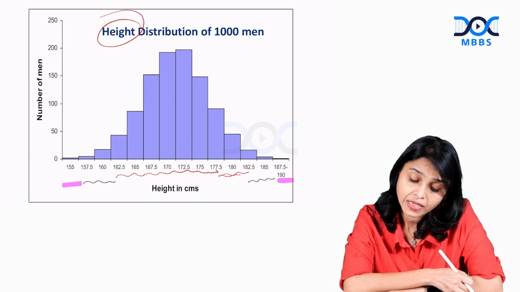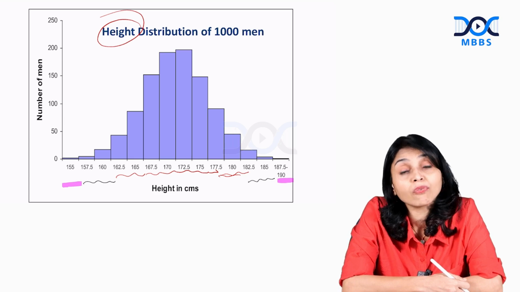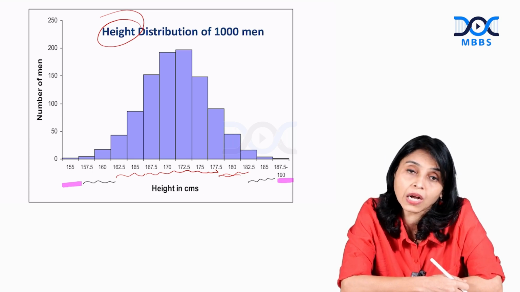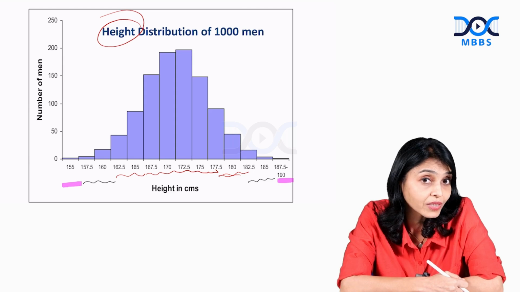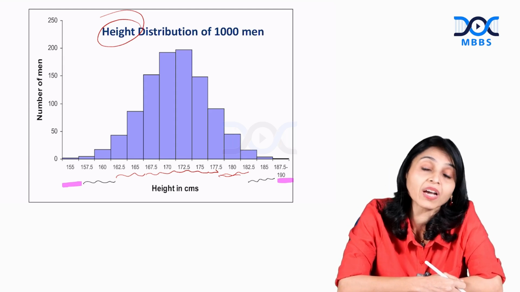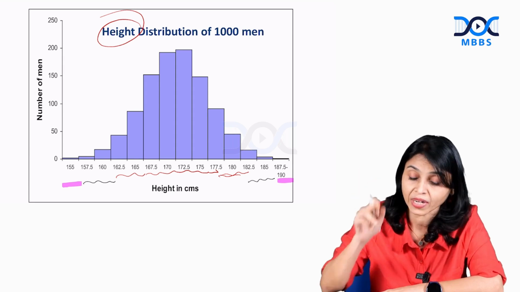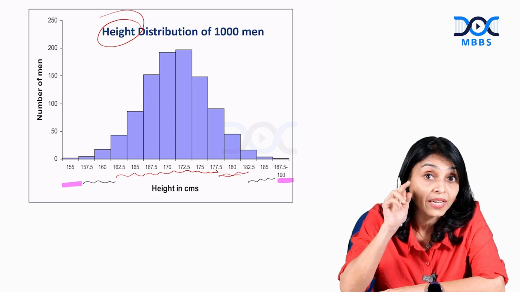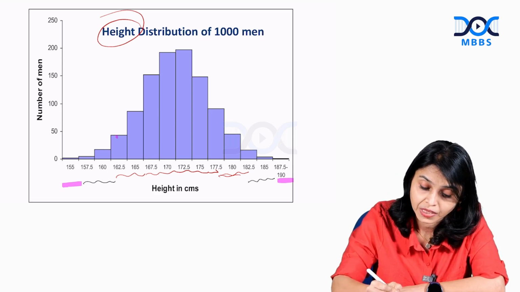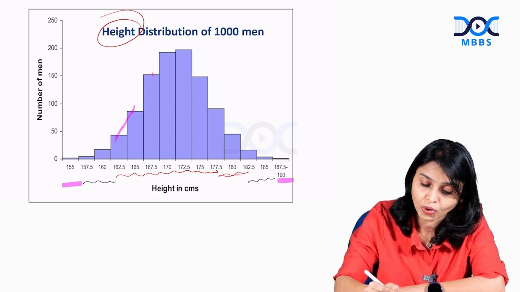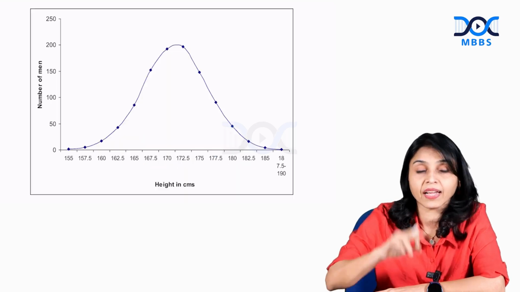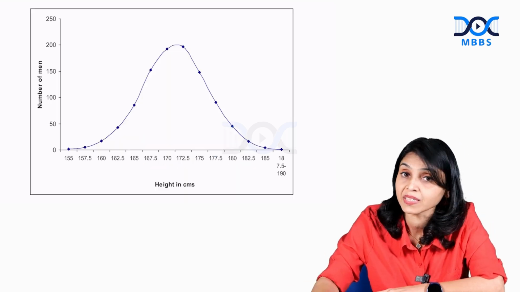Yes. Next, I'm going to make a frequency curve from this. How can I do that? Again, we have learned in presentation of data how to make a frequency curve from a histogram. Find the midpoint at the top of each bar. Then you draw a line like this. That makes it a frequency curve.